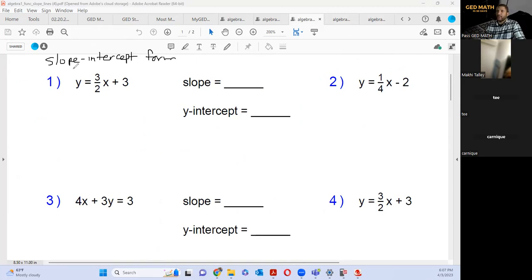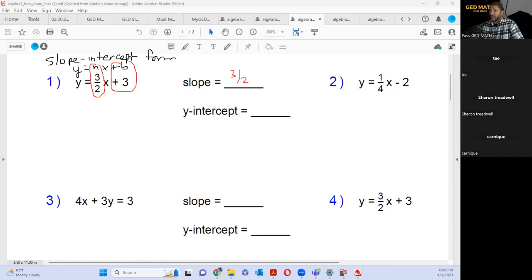And how do you know? Because it's y equals mx plus b. Does anybody know what the slope is of this equation? y equals 3/2 x plus 3. What's the slope? The slope is 3/2. So all you're doing is taking whatever's in front of the x, 3/2. Then the y-intercept is whatever's left. It doesn't matter if it's negative or positive. Whatever's left, you've got y equals mx plus b. So my y-intercept is what? 3. Yep, 3.